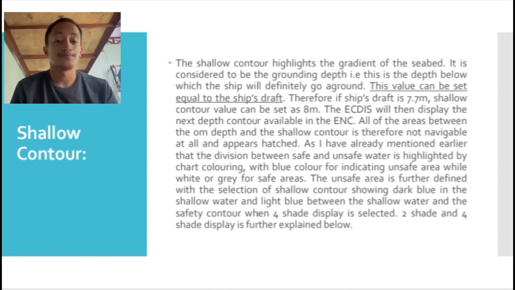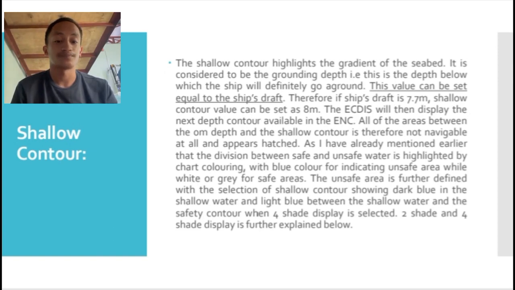It is considered to be the grounding depth. This is the depth below which the ship will definitely go aground. This value can be set equal to the ship's draft. Therefore, if the ship's draft is 7.7 meters, the shallow contour value can be set as 8 meters. ECDIS will display the next depth contour available in the ENC. All of the areas between the 0 meter depth and the shallow contour are therefore not navigable at all and appear hatched.